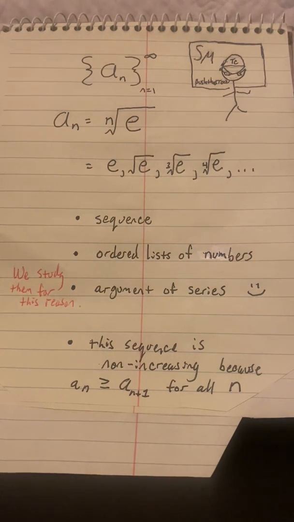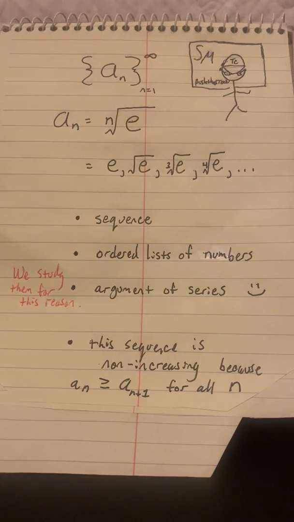This lesson looks at the convergence of a sequence. In particular, we're going to look at the sequence formed by taking the nth root of e. We would take the first root of e, which is e, the second root of e, the third root of e, the fourth root of e, and so forth. So this is a sequence whose domain inputs are the natural numbers, 1 to infinity. And the outputs are real numbers.